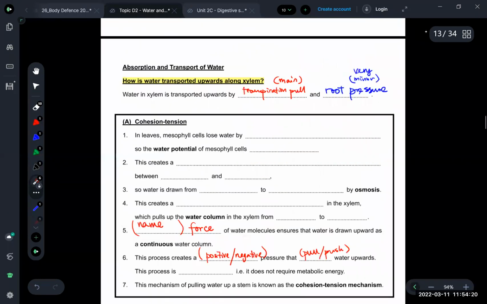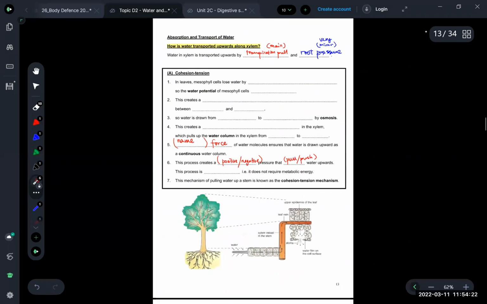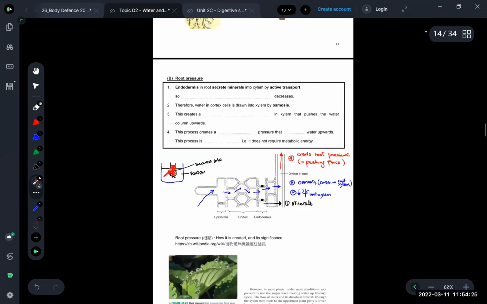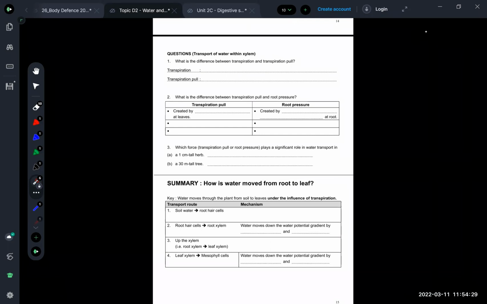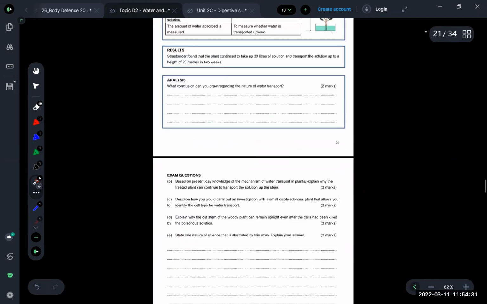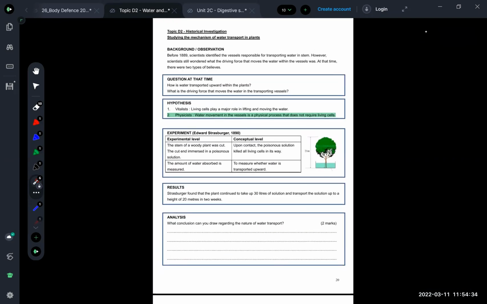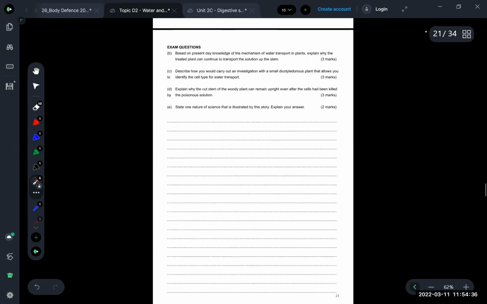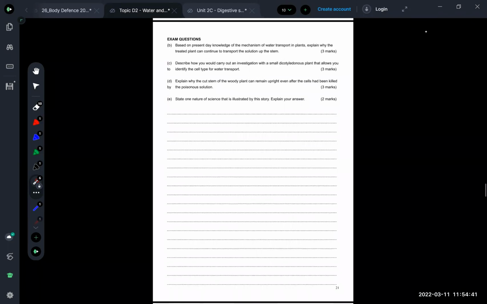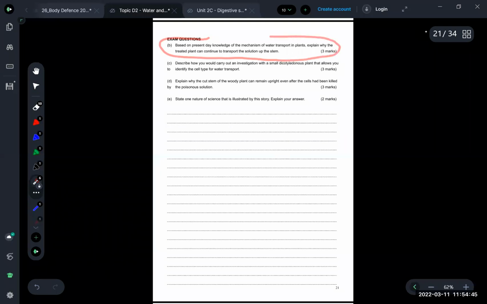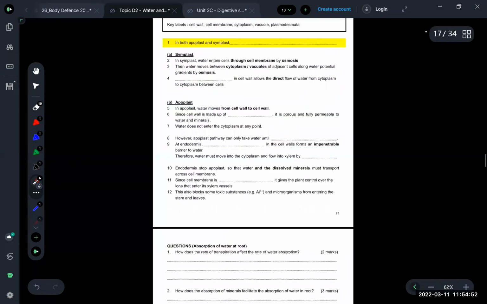So go home. After learning all these, finish page 13, page 14, page 15, and also take a look at this German scientist's experiment again. Based on what you learned, complete part B as well. Okay, so that's your homework.